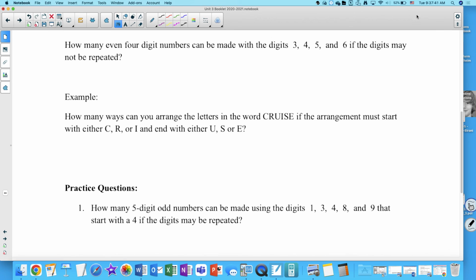So firstly, how many different spaces do I need here? 4, right, because it's a 4-digit number. Are there any restrictions? The last digit. Yeah, this has to be even. And if it has to be even, it can only end in certain digits. So if we have these digits to work with, 3, 4, 5, and 6, which of those would make it an even number? 4 and 6. So there are two options here. And that's what needs to be addressed first. Now we can go back to the beginning and fill in the rest of them. How many options do I have for the first number?